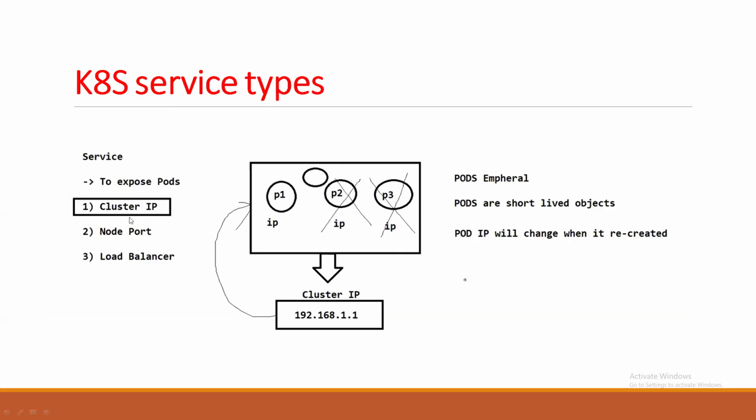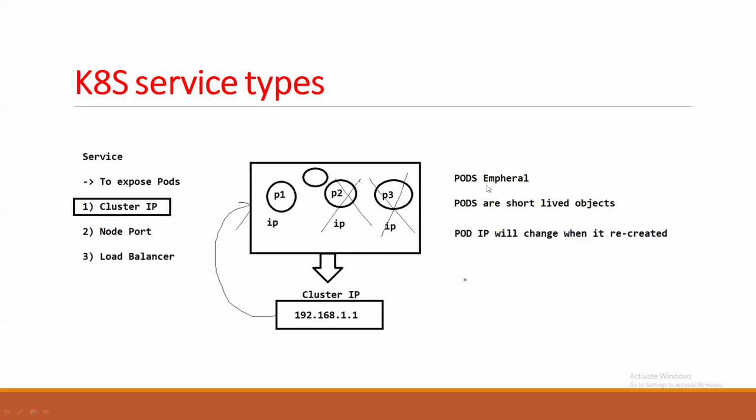So K8s service type is something like the service to expose the pods. How can you expose the pod? By using cluster IP, node port, and load balancer. Cluster IP is nothing but within the cluster only, it will enable. Outside of the cluster, it will not enable. Outside of the cluster means the end user wants to access this container, means access this website. It will not enable the outside network. So that's the reason, cluster IP enables within the cluster only.